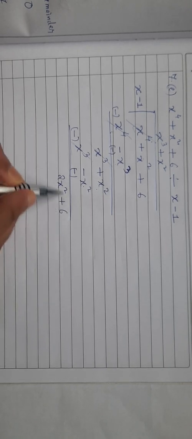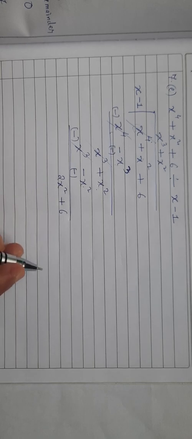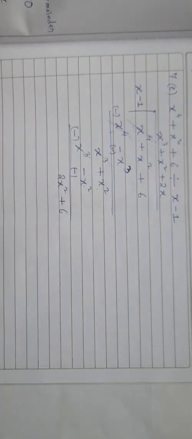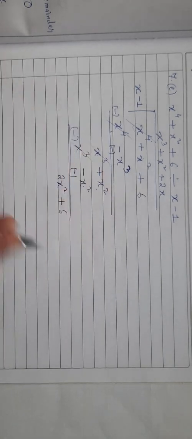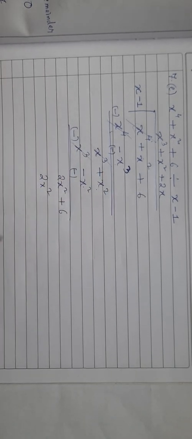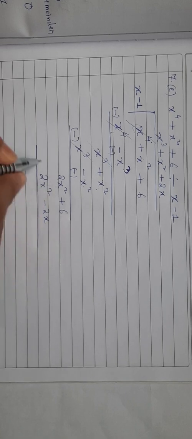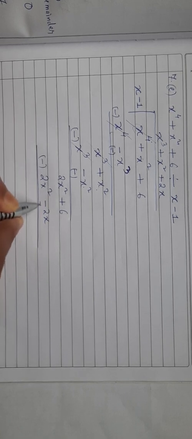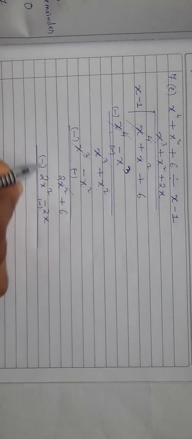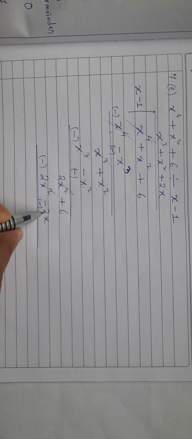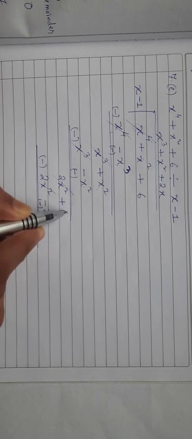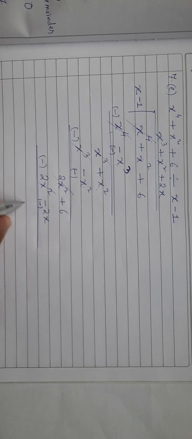Now here the highest power variable is 2x square. Now I'll try to cancel this 2x square. So plus 2x. If I multiply 2x into x is 2x square. 2x into minus 1 is minus 2x. So here it is minus, here it is minus. This and this will be cancelled. Now here it is plus 2x and here it is plus 6. So these two will not be added, will not be subtracted. So I'll write 2x plus 6.